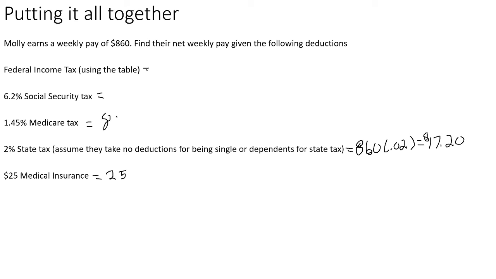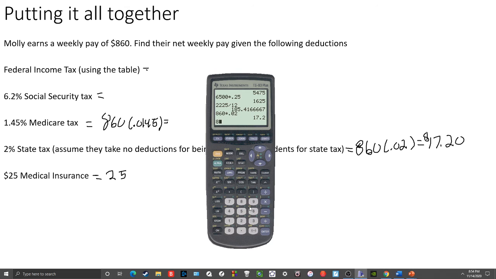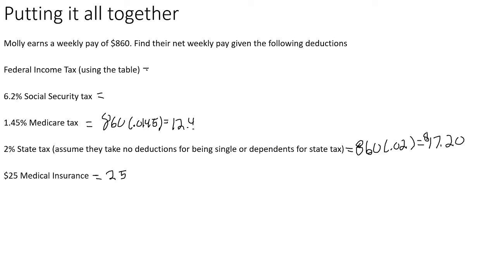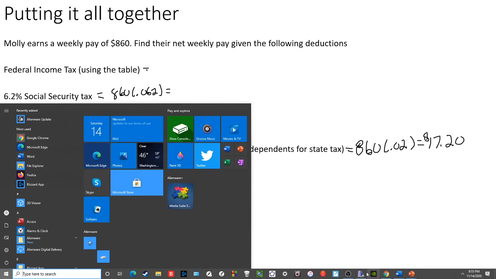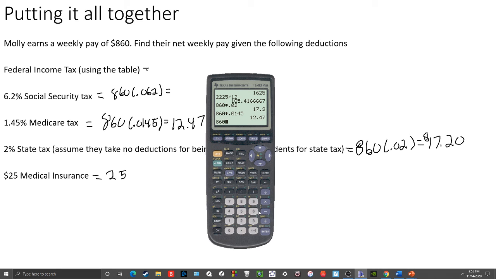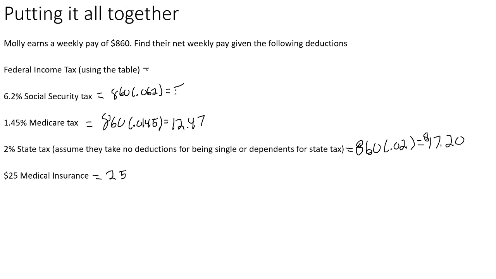For Medicare, we again take 860 times 0.0145. That's going to be her Medicare tax. So 860 times 0.0145, we get 12.47. Social Security would be 860 times 0.062. So 860 times 0.062, we get 53.32. And then the federal income tax using the table.